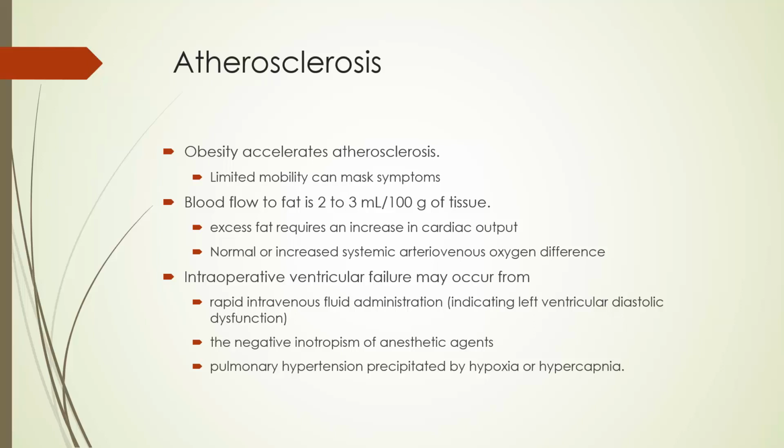Blood flow to fat is about 2 to 3 ml per 100 gram of tissue. An excess of fat requires an increase in cardiac output to parallel an increase in oxygen consumption. This leads to a systemic arteriovenous oxygen difference that remains normal or slightly above normal. Biventricular failure may occur from rapid IV fluid administration, indicating left ventricular diastolic dysfunction. The negative inotropism of the anesthetic agents or pulmonary hypertension precipitated by hypoxia or hypercapnia can definitely occur.